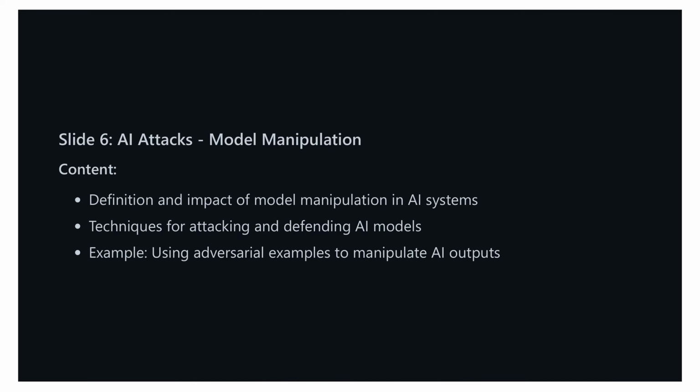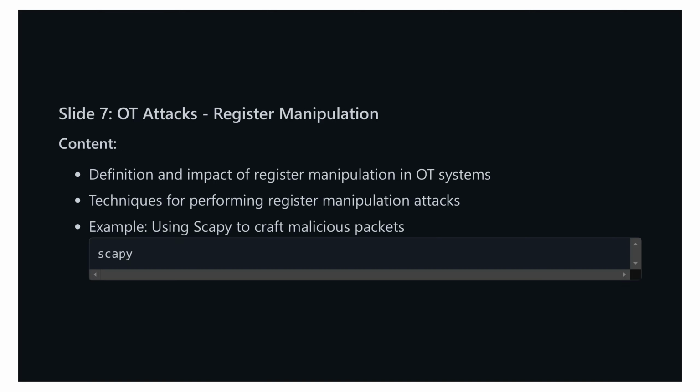On the defensive side, techniques such as robust model training and input validation are crucial to mitigate these threats. In the next slide, we'll shift our focus to OT systems and the concept of register manipulation. We'll cover how attackers exploit system registers and illustrate this with an example involving Scapy, a popular tool for crafting malicious packets. Now that we've covered AI attacks through model manipulation, let's move on to operational technology, OT attacks, specifically focusing on register manipulation in OT systems.